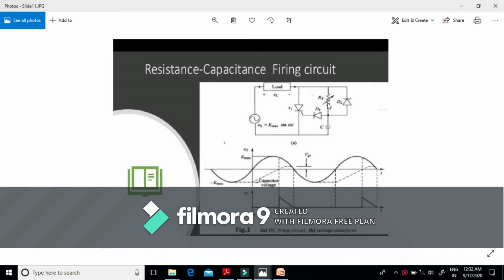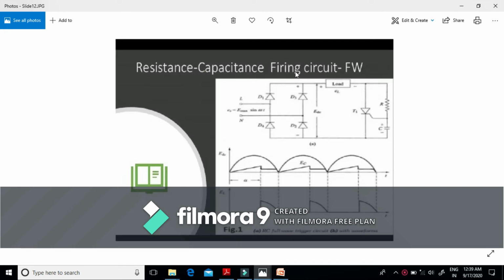Lower the value of resistance RV, higher will be the value of this voltage VC quickly, it will reach the value of VGT quickly, and lesser will be the value of alpha. This means higher the value of resistance, higher will be the value of alpha; lower the value of resistance, lower will be the value of alpha. Also we can say that lower the value of resistance RV, lesser will be the value of alpha, and more will be the output voltage. Higher the value of resistance RV, higher will be the value of alpha, and lower will be the average output voltage.